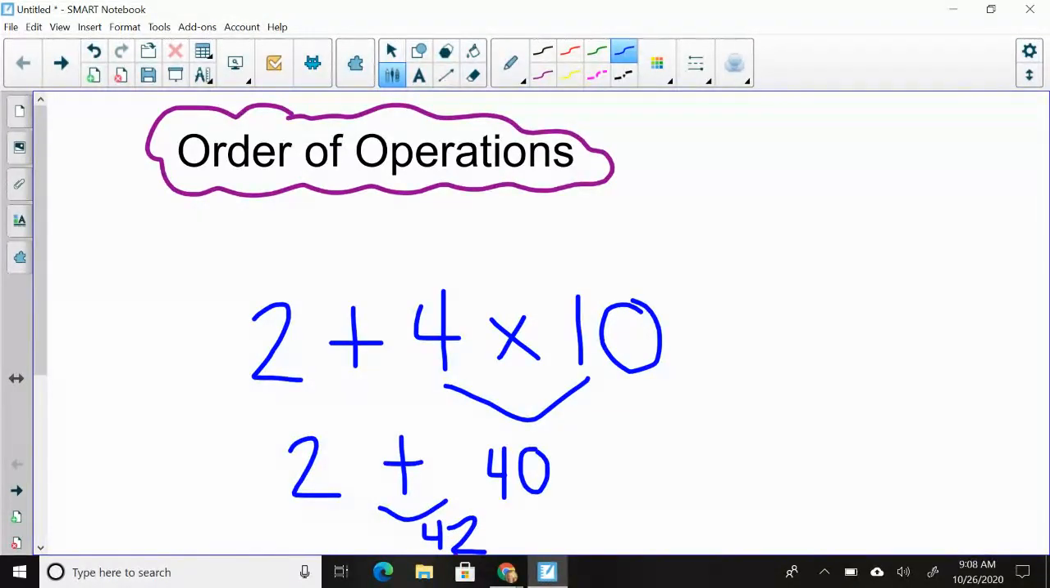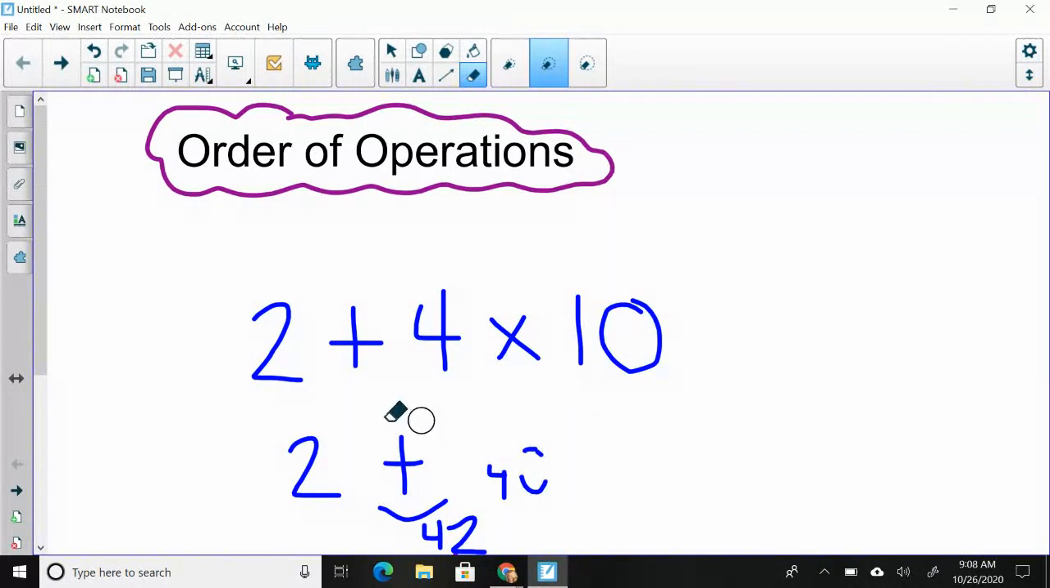If we did not follow the order of operations, our answer would be 60. 2 plus 4 is 6, times 10 would be 60. So what are the order of operations, or what are the set of rules that we need to do?